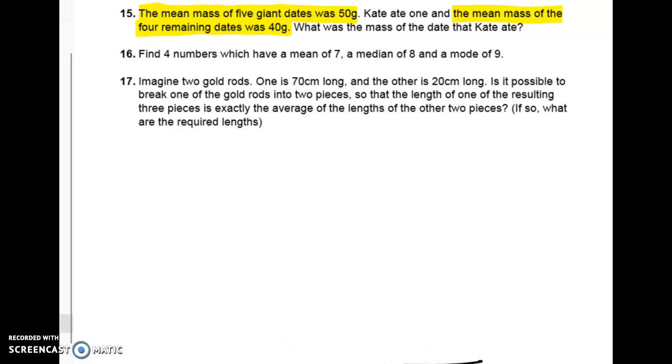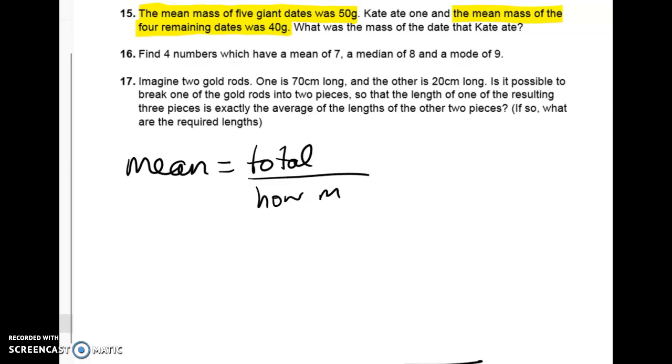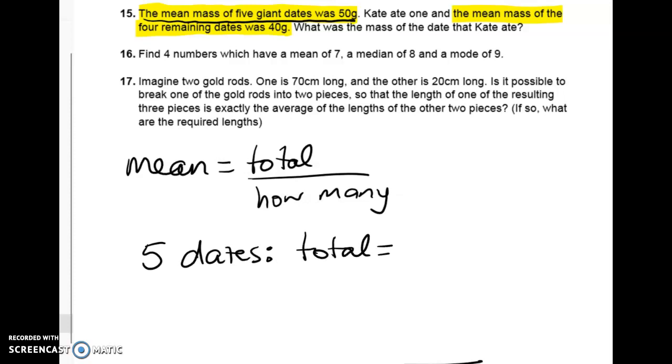So it comes down to the same idea that we just used. The mean is equal to the total divided by how many. So in the first part of the question, we're told that the mean mass of 5 giant dates was 50 grams. So for 5 dates, what was my total? Well, it was 5 times 50 grams. So the 5 dates altogether weighed 250 grams.